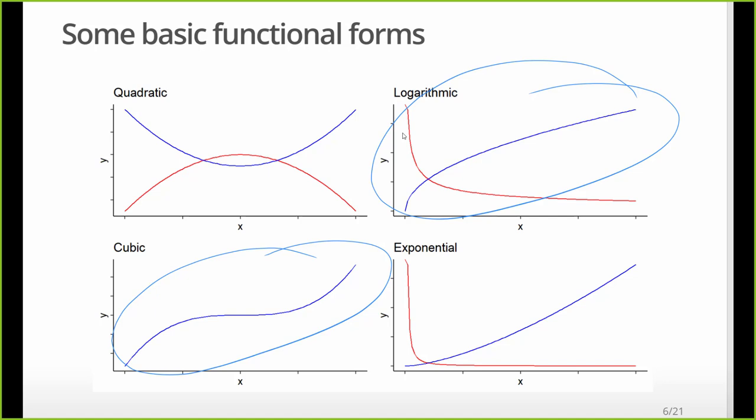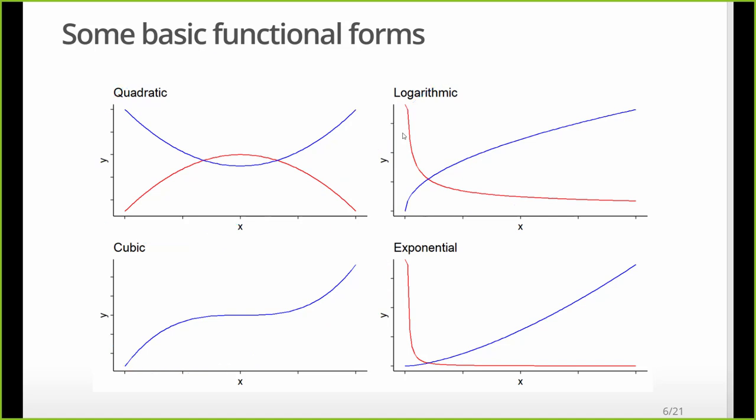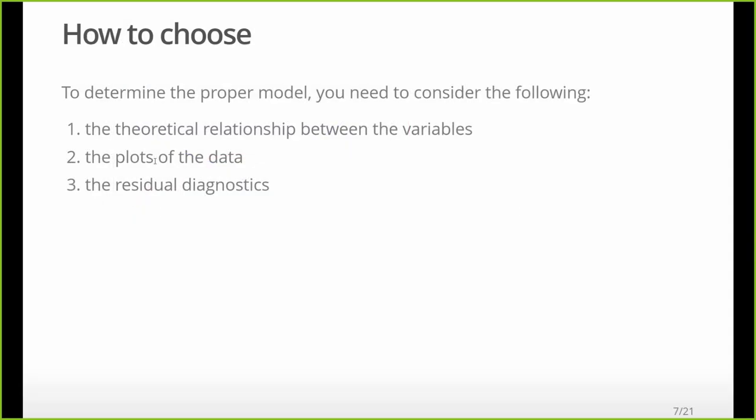If I know there is some kind of change in the relationship, so it's positive for a range and then negative, or negative for a range and then positive, well, that's where this idea of the quadratic comes in. And so I think one of the most important things to do is look at the underlying theory driving what we believe about this relationship between x and y. If we keep going, I'm probably going to say something along those lines: a theoretical relationship, a plot of the data, and then our residual diagnostics. And that's something that's really, really important to remember.